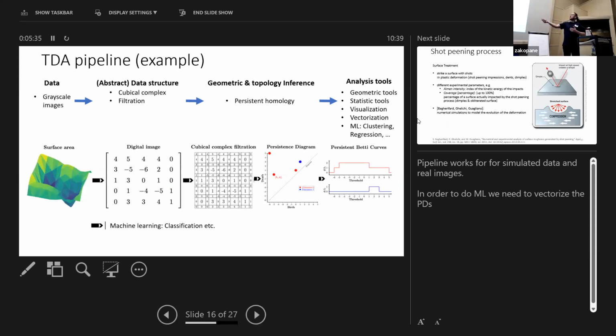Then we get some surface areas. We extract the digital images, the elevation map, we get a cubical complex, the persistence diagrams, and then for machine learning we can extract Betti curves and persistence statistics on the diagram. Niklas already mentioned this. And luckily here we can't directly run certain statistics, so we need to have certain vector representations for that.